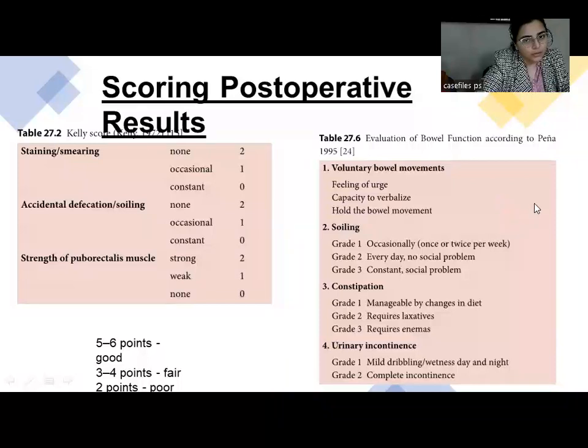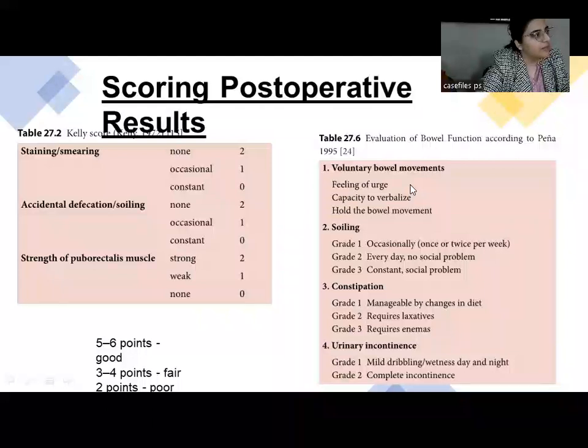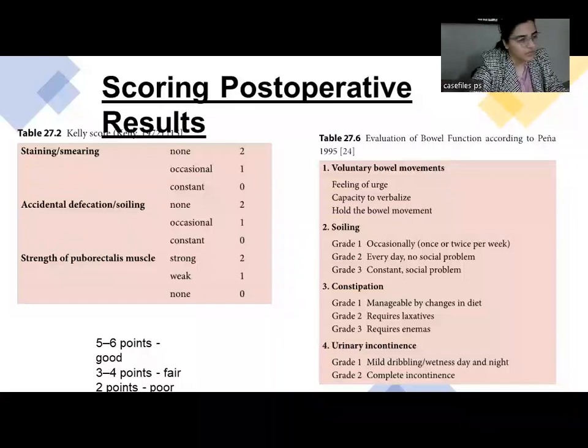Similarly, according to Dr. Penna, they have classified, including urinary incontinence in the mix, and they've included whether the patient is having voluntary bowel movements. That would be the feeling of the urge, whether the child is able to verbalize the same, and whether the child is able to hold those bowel movements before reaching the washroom.